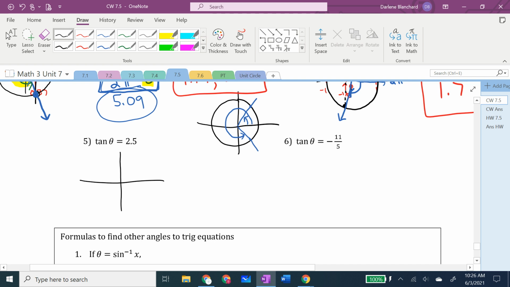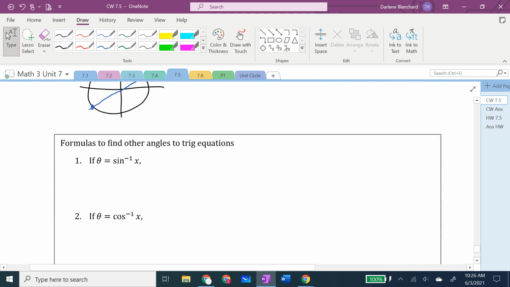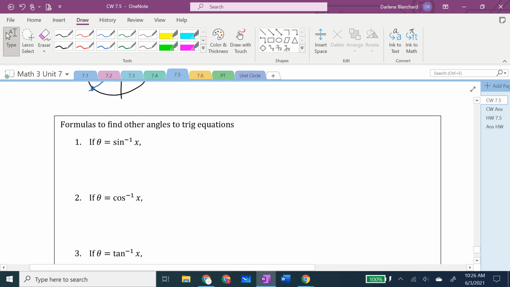With tangent, always, always, always, no matter what angle you land on, the other angle is halfway around the circle every time. So that creates a more convenient formula. Now I'm going to write down the formulas to find the other angles that your scientific calculator will not tell you.